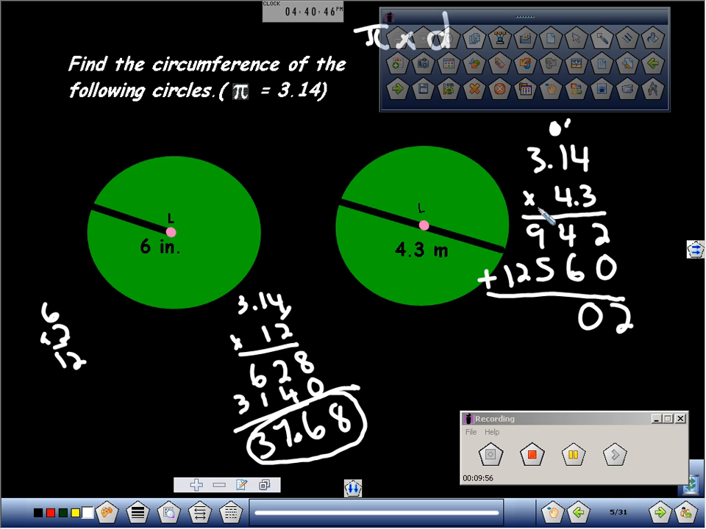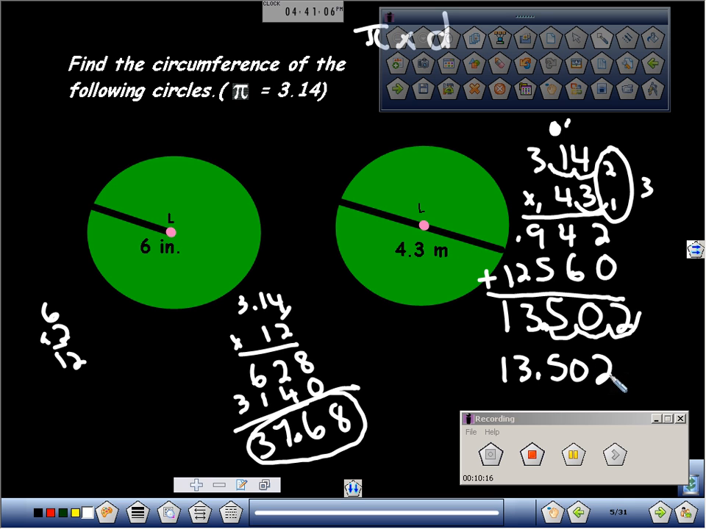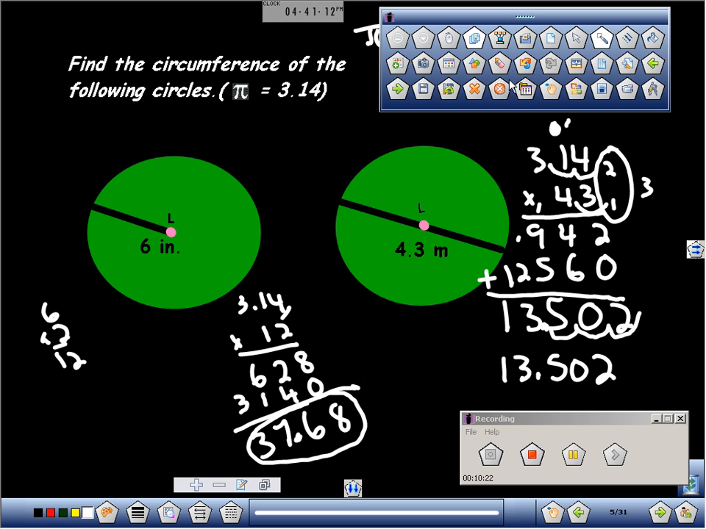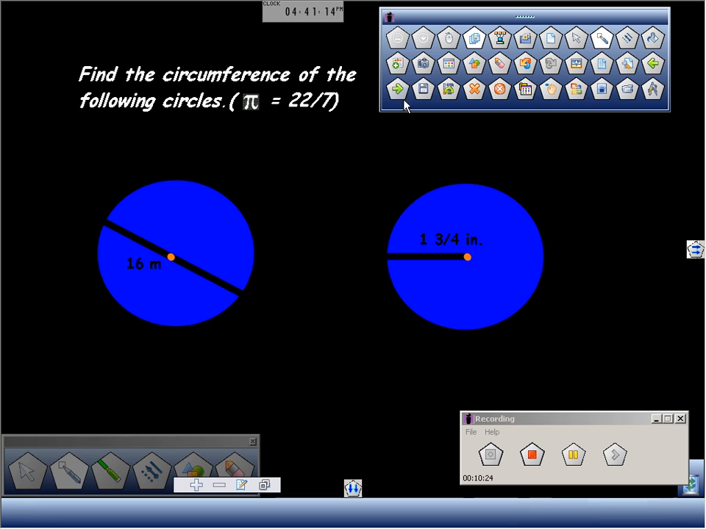2. 0, carry the 1, 9, 10, 15, carry the 1, 2, 3, and 1. Now this is where we gotta watch out. 1, 2 places here, 1 place here. So together, 3 places. 1, 2, 3. So we get 13.502. Many times they're just going to tell you to put 13 and 5/10, just to round it. Okay? Now let's see.